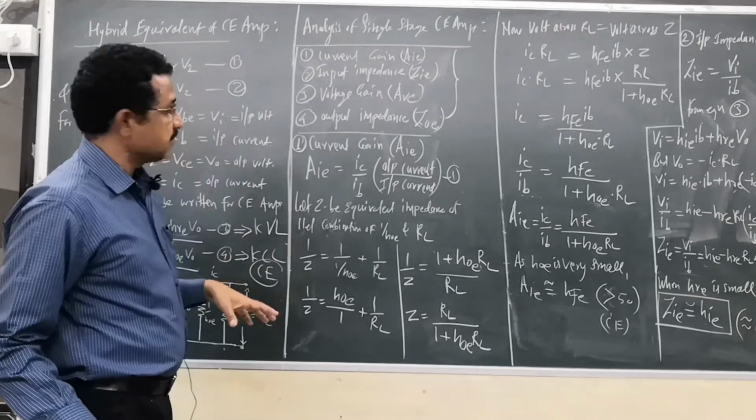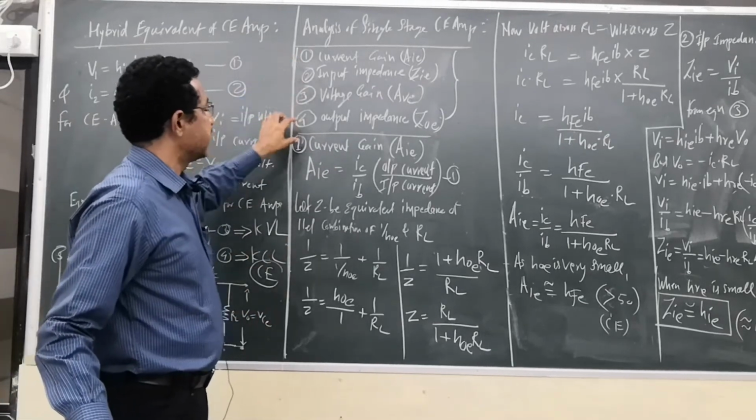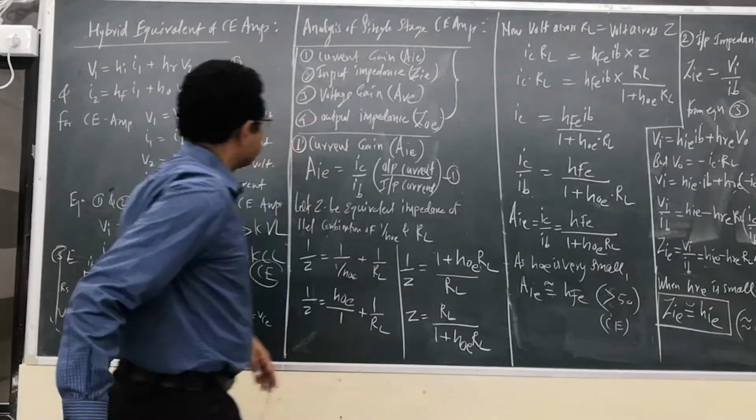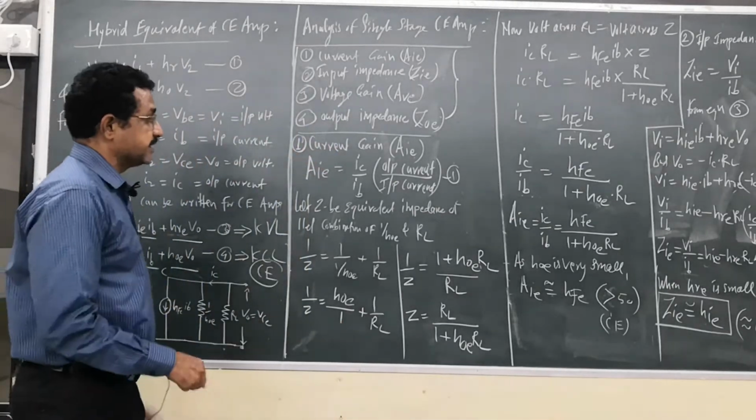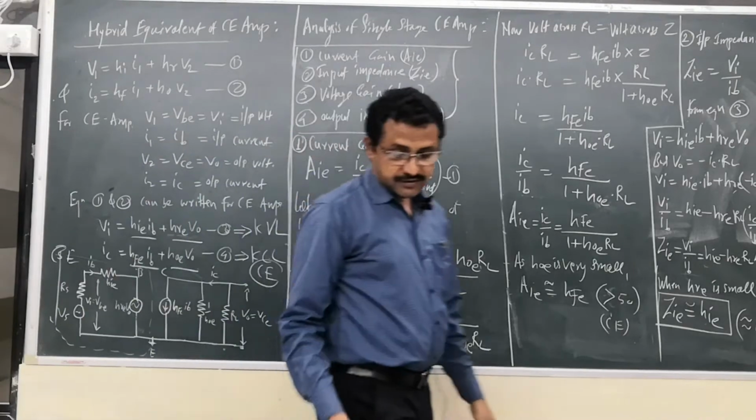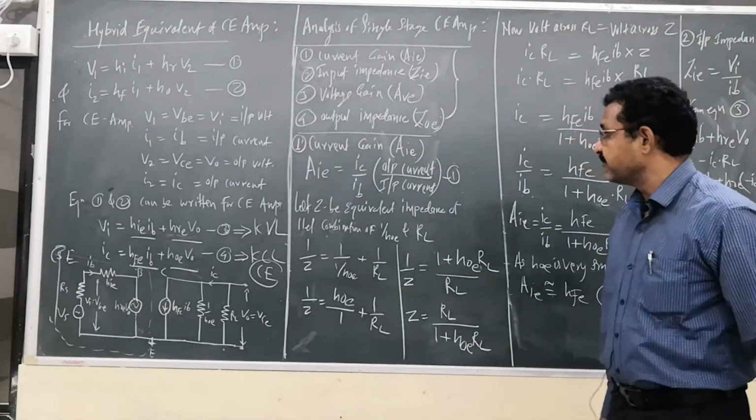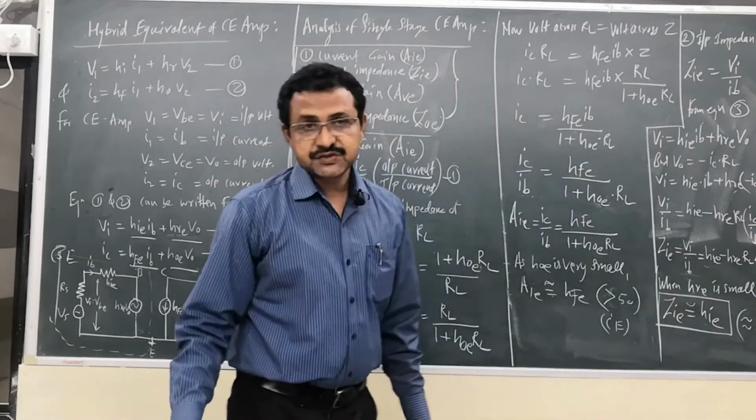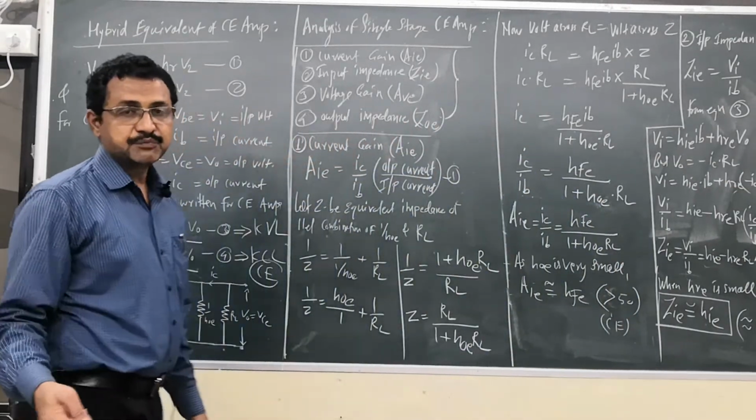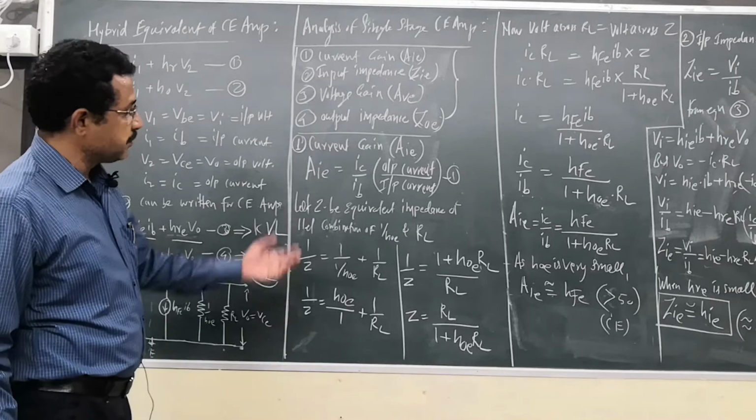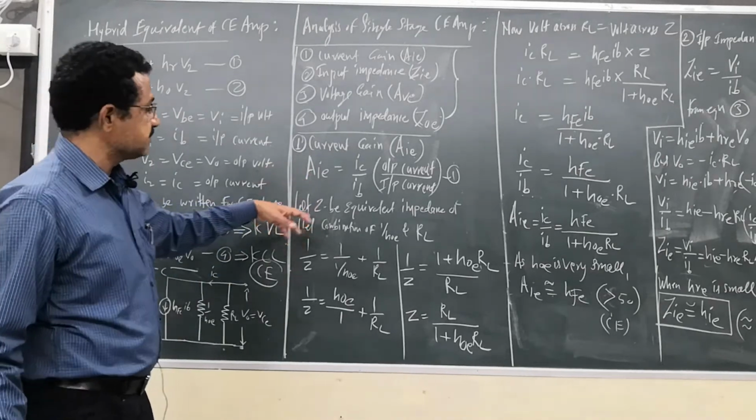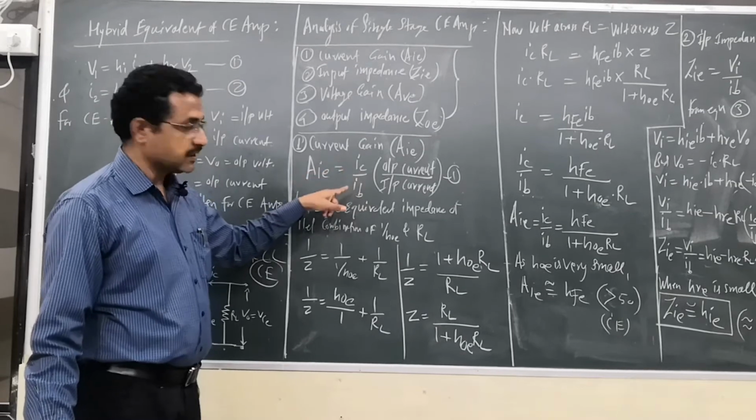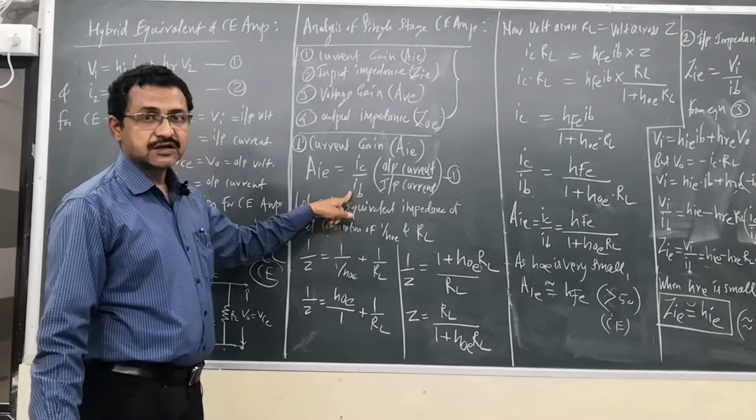In today's lecture we will find the first two, that is the current gain and the input impedance. First of all, the current gain. How to find the current gain? The definition of current gain is very simple: it is the ratio of output current to the input current. In a common emitter amplifier, the collector current is the output current, whereas the base current is the input current.